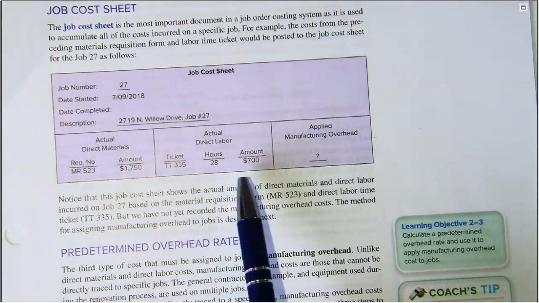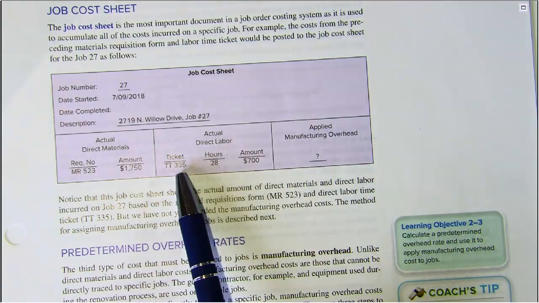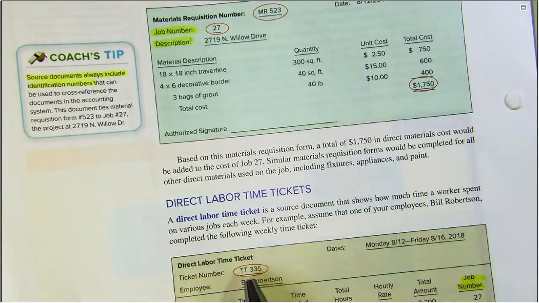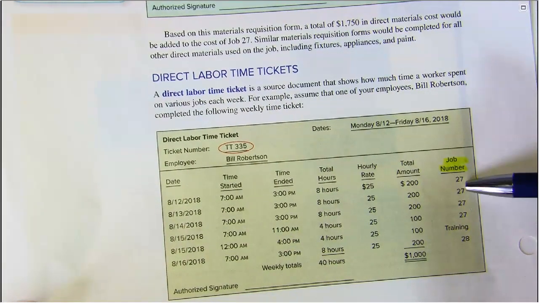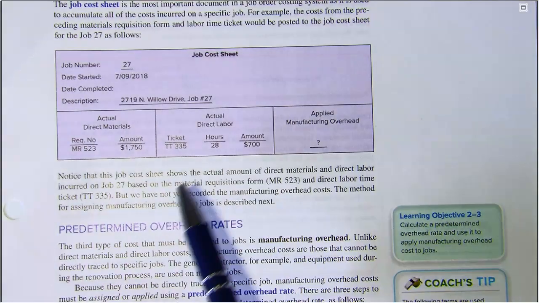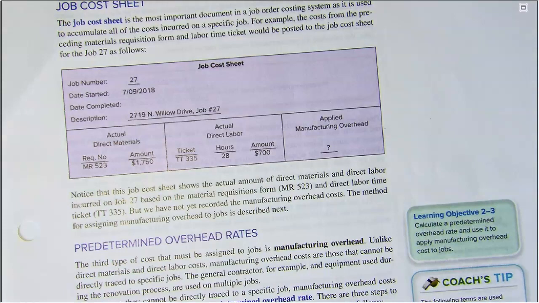That means we're going to charge $700 of direct labor from time ticket 335. That was Bill Robertson. A total of 28 hours worked on job 27 at $25 an hour, $700 of direct labor charged to that job.